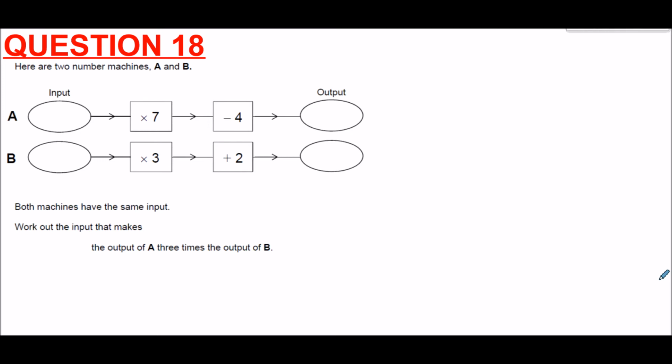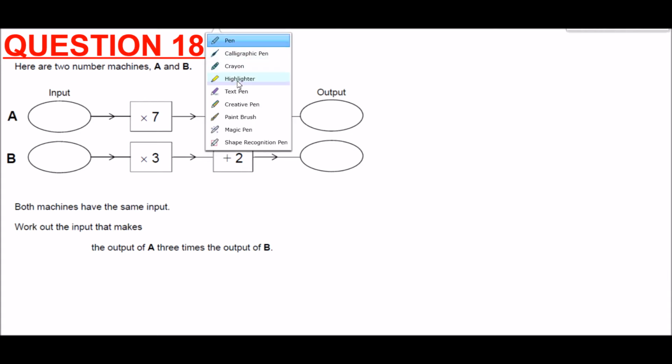Question 18. This is a pretty tricky question, I think. Pretty tricky indeed. We've got two number machines, A and B, and it says both machines have the same input, and we need to work out the input that makes the output of A 3 times the output of B. And so it's really tricky knowing even where to start this one.